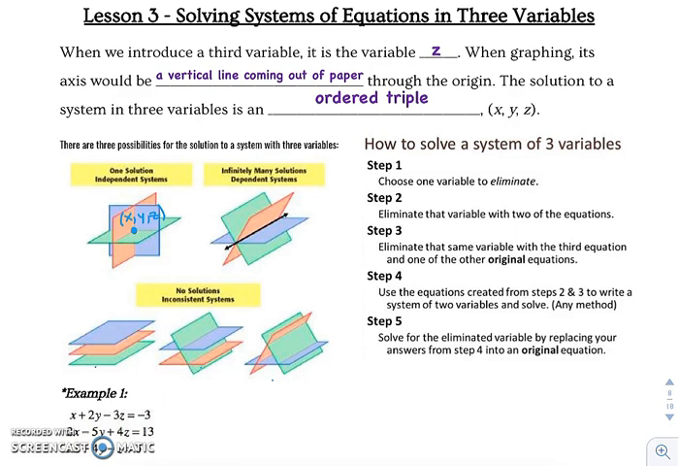So what happens is you use the equations created from steps 2 and 3 to write a regular system of equations like we've done in the past and solve for them. That's where you can use your substitution or your elimination. And then you solve for the eliminated variable by replacing your answers from step 4. So once you've solved for that second variable, we plug it back in. That's a lot of words, so let's go down and look at one.